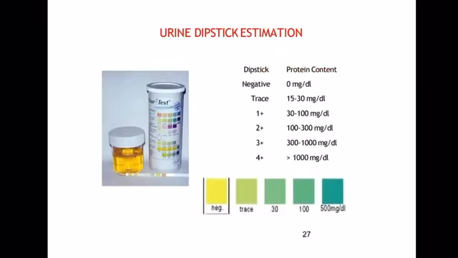Now, the quantitative method is the dipstick method, in which a grade is given according to the concentration of protein in the urine. These are trace, +1, +2, +3, +4. Trace is 15 to 30 milligram per dl, +1 is 30 to 100, +2 is 100 to 300, +3 is 300 to 1000, and +4 is more than 1000. According to the concentration, a different color develops. So from this we can measure the amount of protein present in the urine.